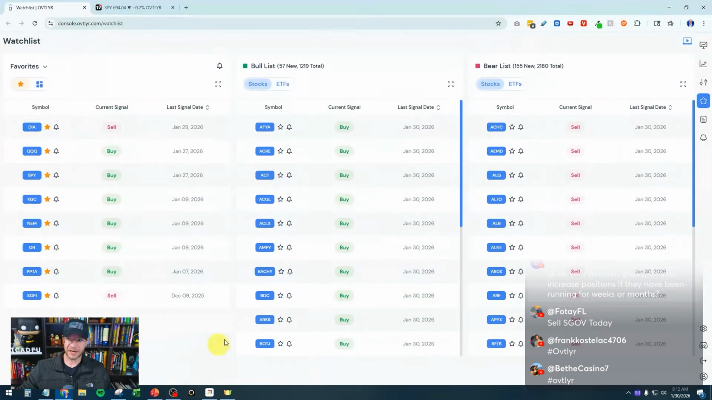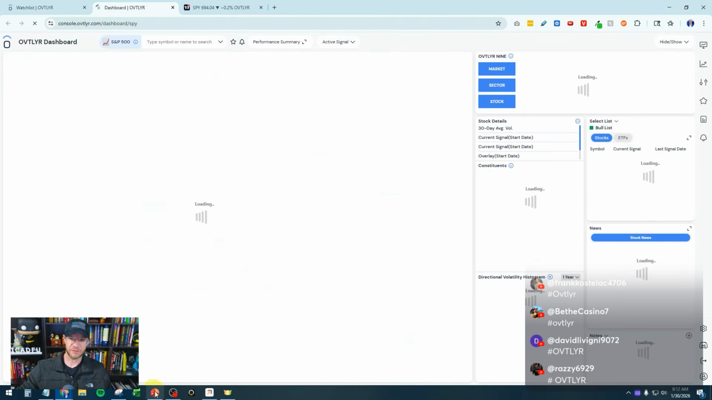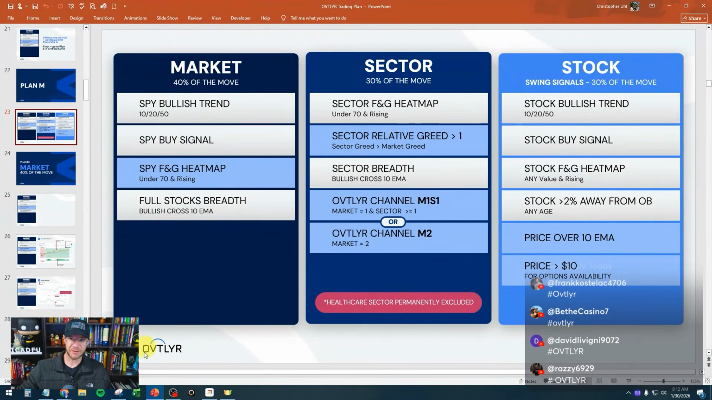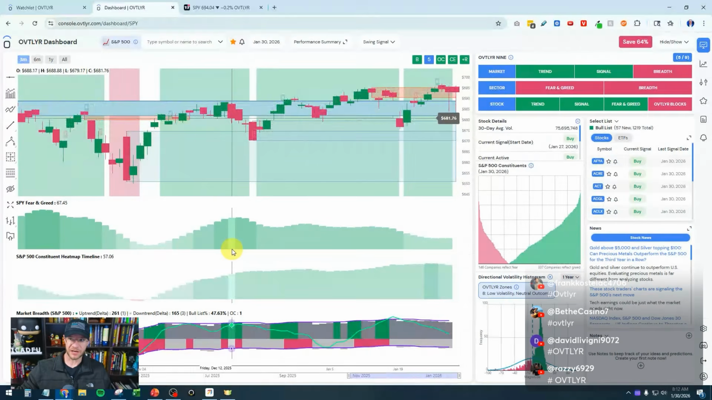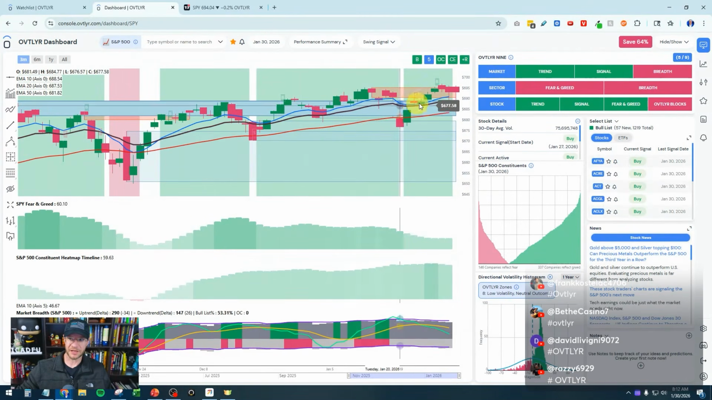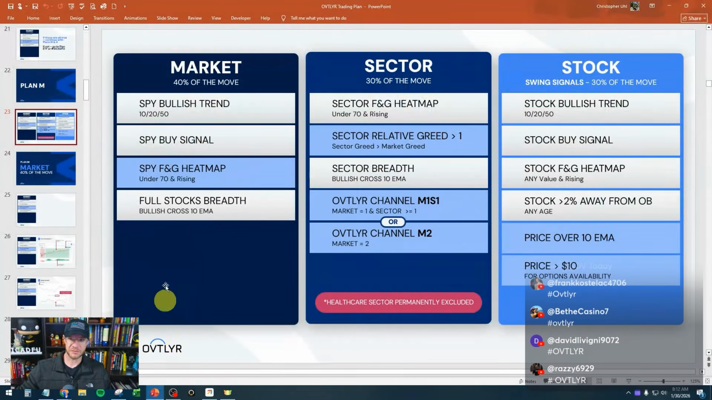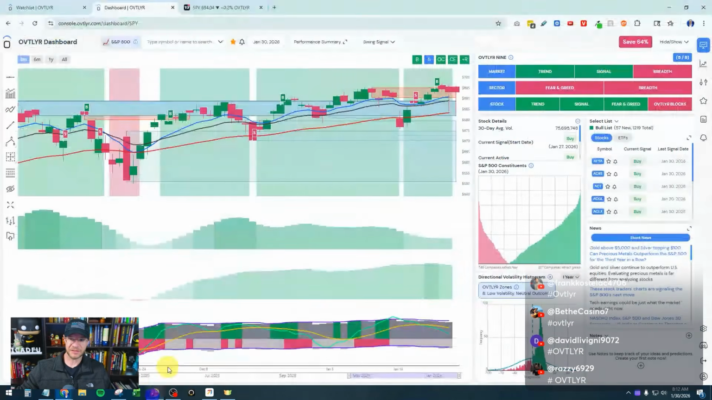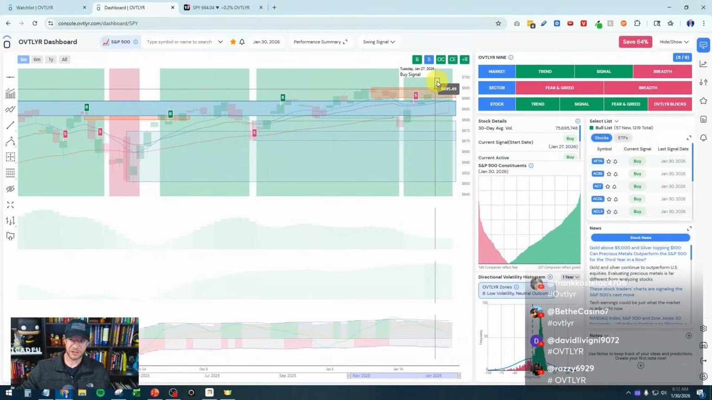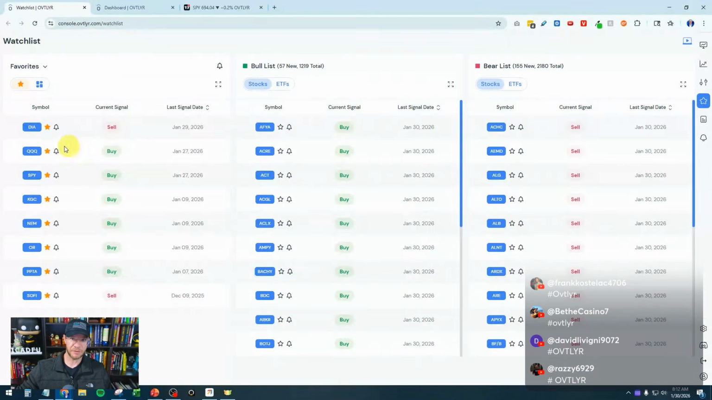First, SPY. How does the SPY look today? So if we pop into SPY, first off, we want to see the SPY is in a bullish trend. And when you pop into SPY, you can actually see it's in a bullish trend when it has a green background. That makes life super simple. Next, that it has a buy signal. And you can see right here on the chart, it has a buy signal. I also like to keep it on my watch list so I can see that as well.